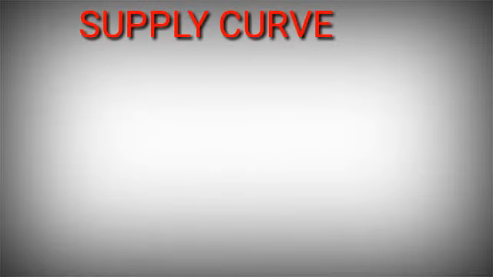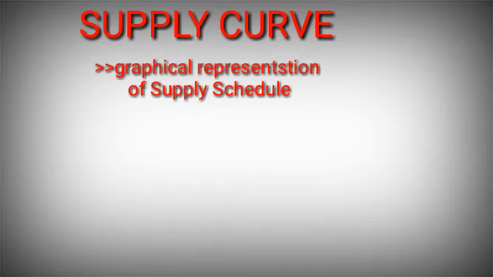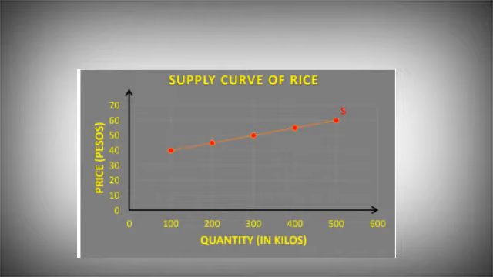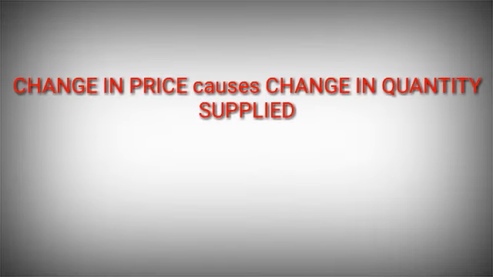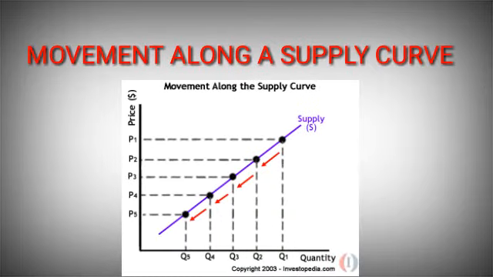Now if you plot these points, you're gonna get a supply curve, which is the graphical presentation of a supply schedule or supply table, which looks like this. It is an upward sloping curve showing the law of supply. Remember that we said earlier, the change in price causes a change in quantity demanded and shown as a movement along a demand curve. The same thing also goes with supply. Change in price causes change in quantity supplied, represented by movement along a supply curve.